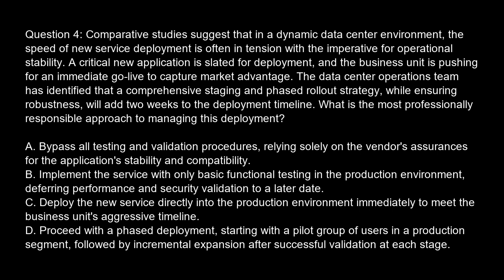Option A. Bypass all testing and validation procedures, relying solely on the vendor's assurances for the application's stability and compatibility. Option B. Implement the service with only basic functional testing in the production environment, deferring performance and security validation to a later date. Option C. Deploy the new service directly into the production environment immediately to meet the business unit's aggressive timeline. Option D. Proceed with a phased deployment, starting with a pilot group of users in a production segment, followed by incremental expansion after successful validation at each stage.